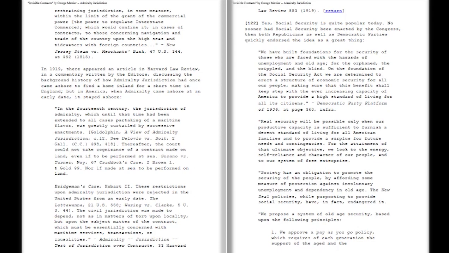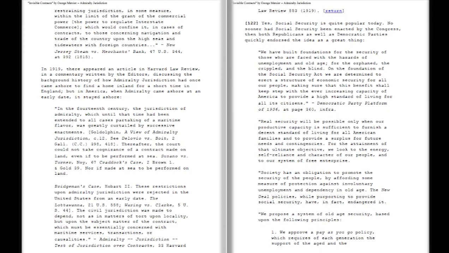On the foundation of the Social Security Act, we are determined to erect a structure of economic security for all our people, making sure that this benefit shall keep step with the ever-increasing capacity of America to provide a high standard of living for all its citizens. Democratic Party Platform of 1936, at page 360, infra.